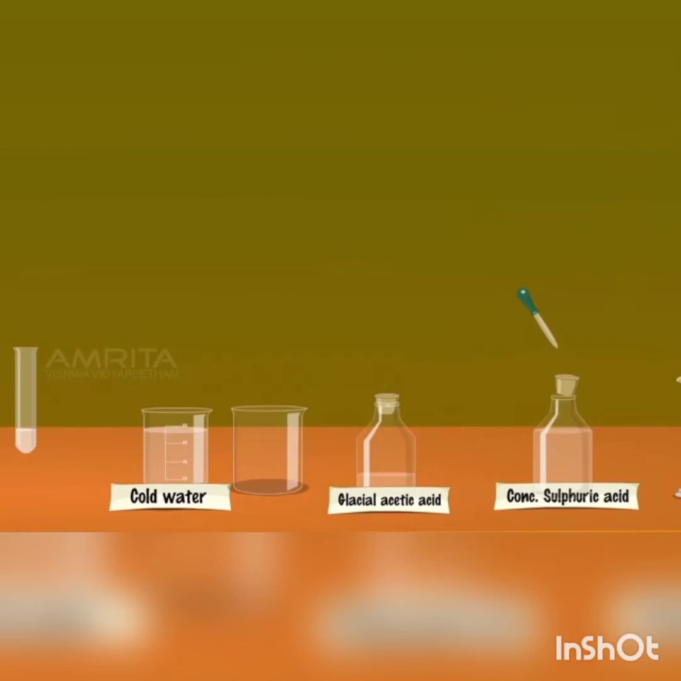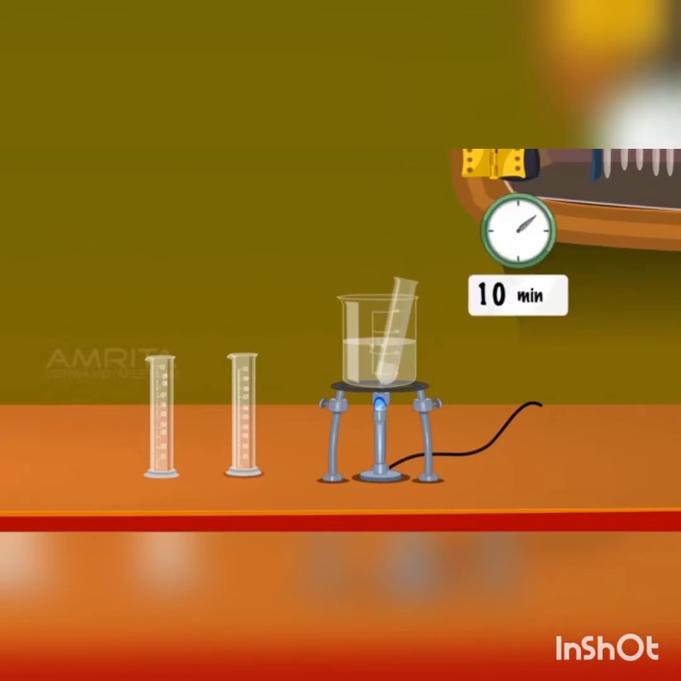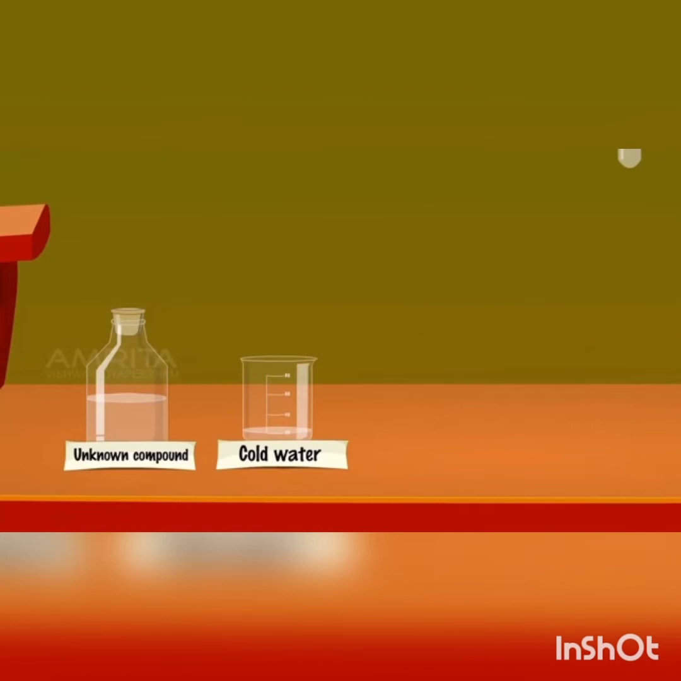Take a dropper. Add 2 to 3 drops of concentrated sulfuric acid into the test tube. Warm the mixture in a water bath for 10 minutes. Add this mixture into 20 ml of cold water taken in a beaker and smell it.